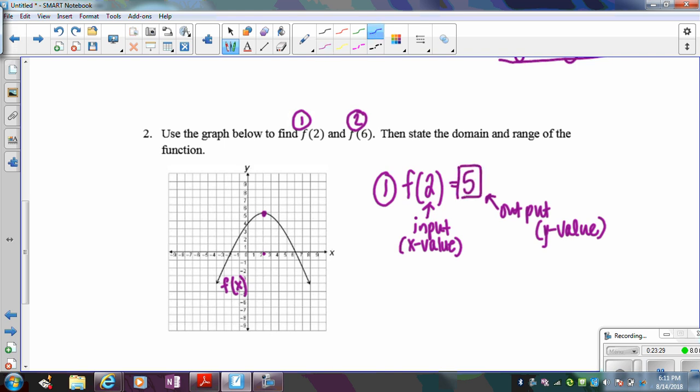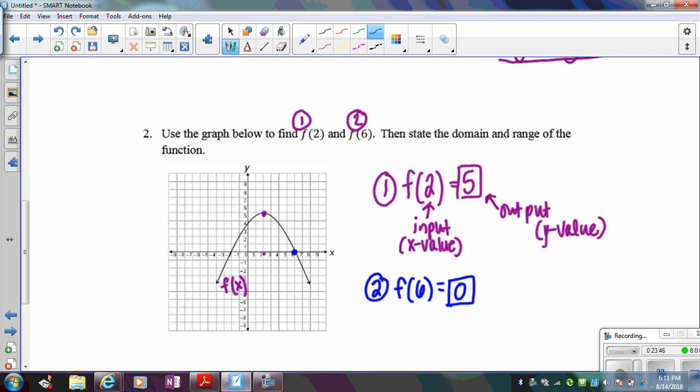And we do the same thing for the next one. So the next one's f of 6. Our input, go over to 6 for an x value. What's the y value? The y value is 0. So that's our answer.